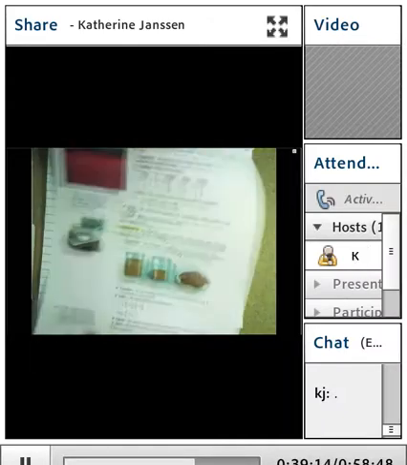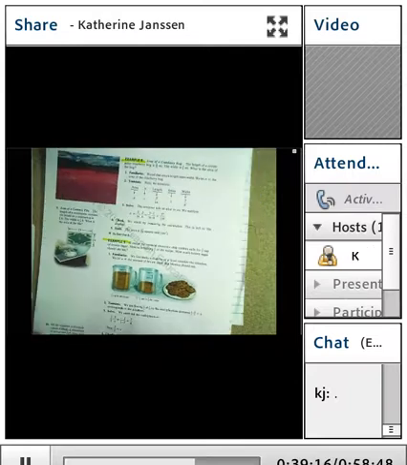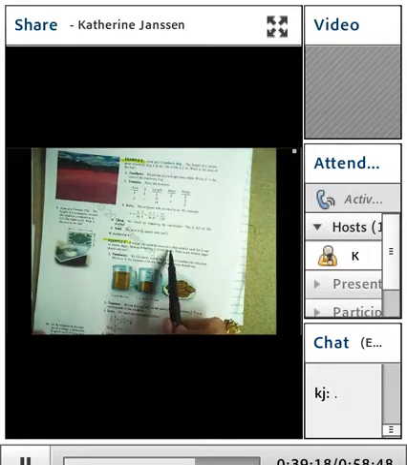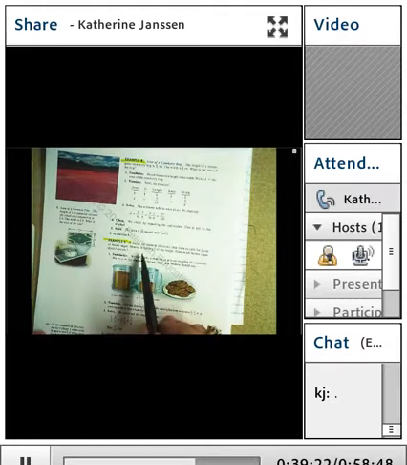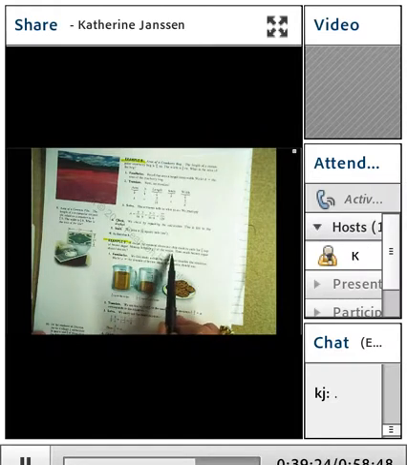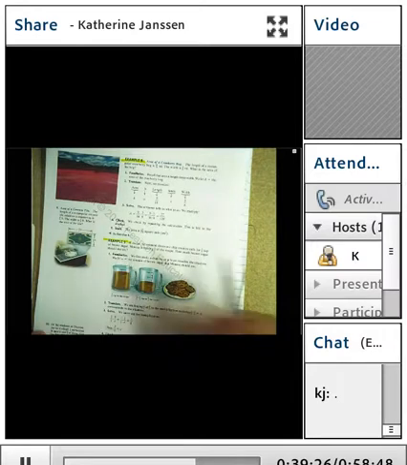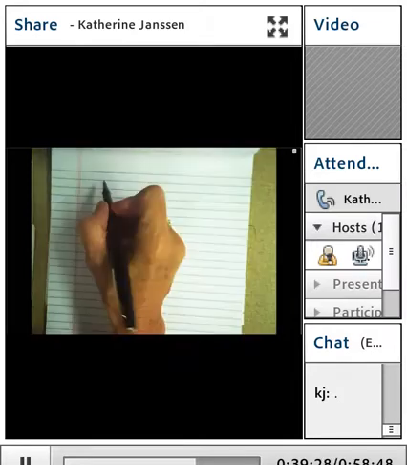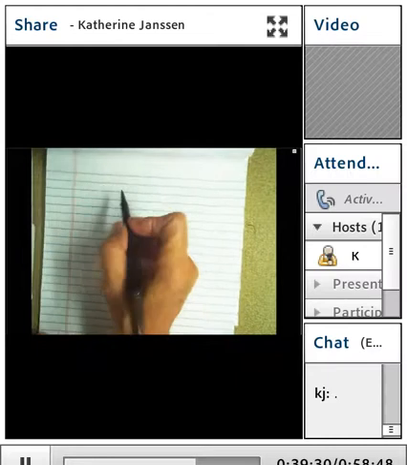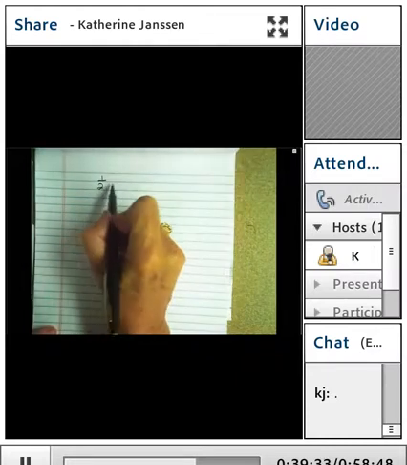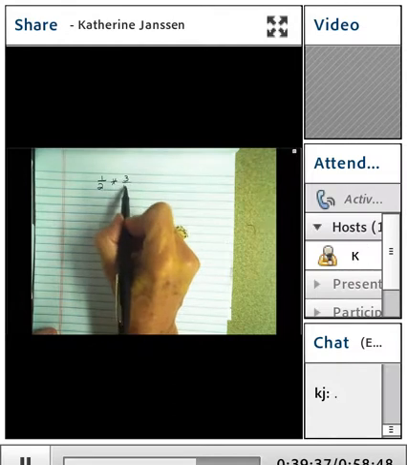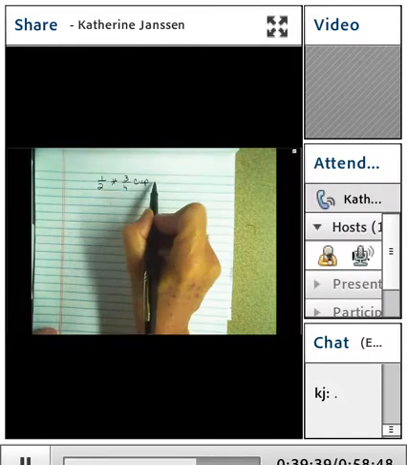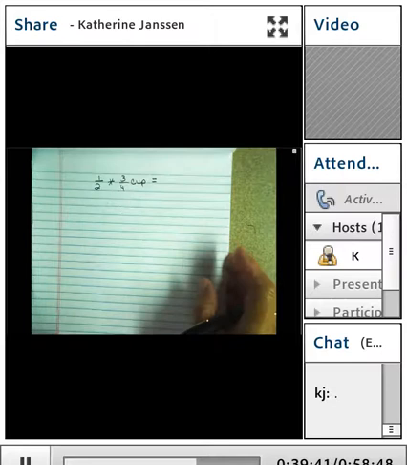Then example 9 on page 112. A recipe for oatmeal chocolate chip cookies calls for 3/4 cup of brown sugar. Monica is making 1/2 of the recipe. How much brown sugar should she use? So we're looking at 1/2 of the recipe. So we have 1/2 of, which stands for multiplication, 3/4 cup, equals the amount she will use.